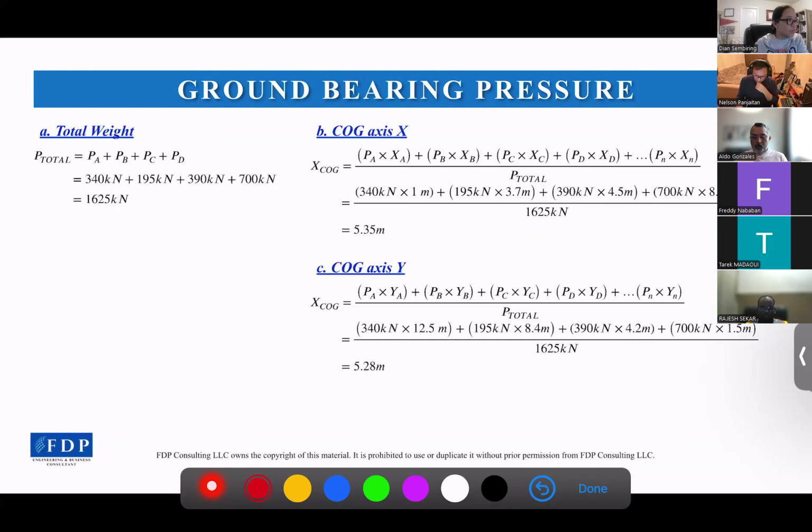So first we need to find the total weight and the COG, correct? For the total weight, we can simply sum up all the items, PA plus PB plus PC plus PD, right? Then we get 1,625 kilonewtons for the total weight. And then we calculate the COG by using this formula.